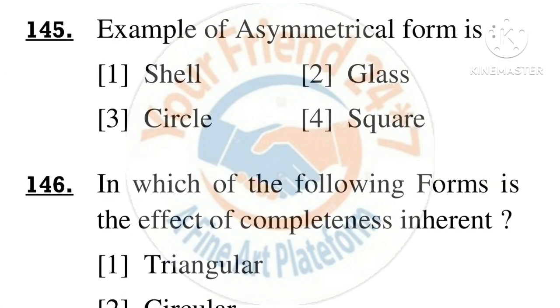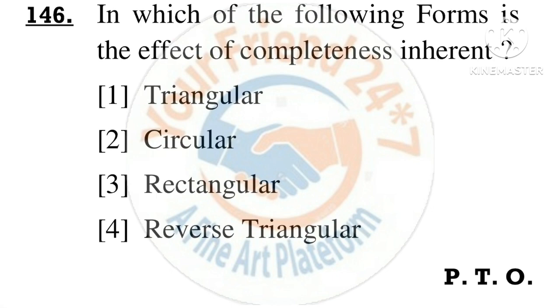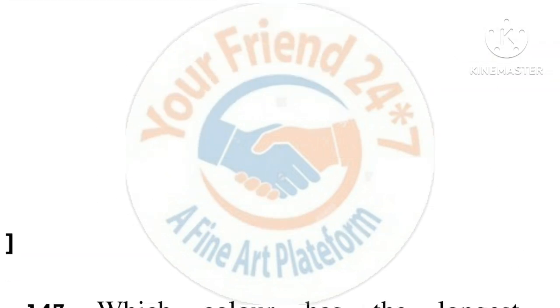Next question is, example of asymmetrical form is shell, seal, glass, circle and square. Seal is the right answer. Option number 1st. In which of the following form is the effect of completeness and inherent? Triangle, circle, rectangular. Circle is the right answer. Option number 2.